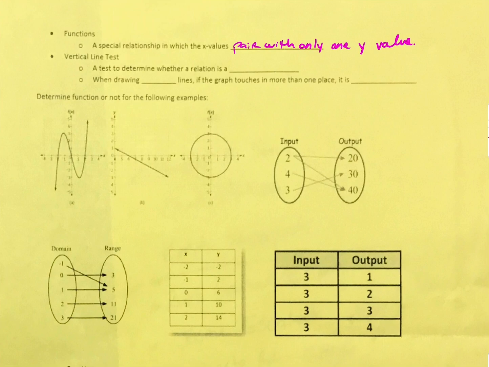When we see it graphically, we can determine whether it's a function or not using the vertical line test. A vertical line test is a test to determine whether a relation is a function. A relation is just the relationship between x and y values. When drawing vertical lines, if the graph touches it more than once, or in more than one place, it is not a function.